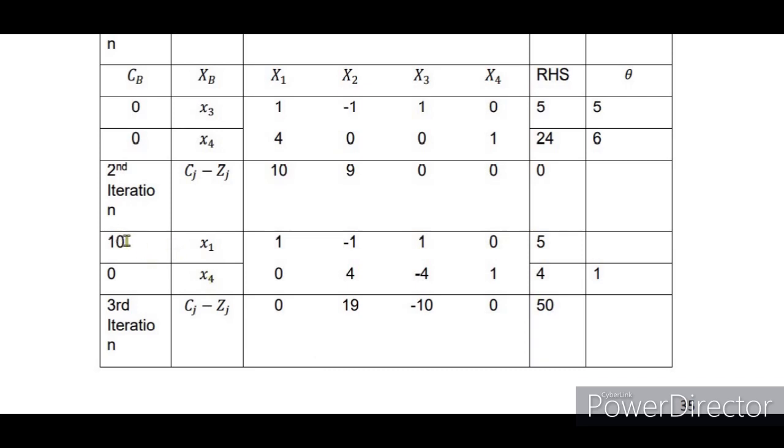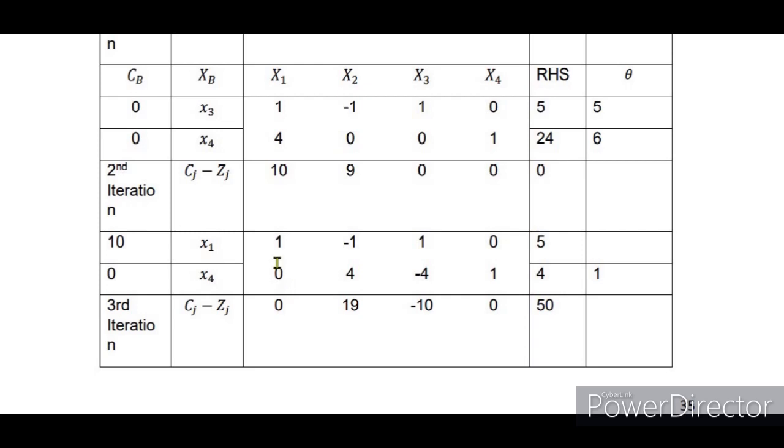So 10 is the numerical coefficient value of x sub 1. That is why 10 is written here, and 0 is the numerical coefficient of x sub 4. That's why 0 is written here. So 10 times 1 is 10. 0 times 0 is 0. So 10 plus 0 is 10.